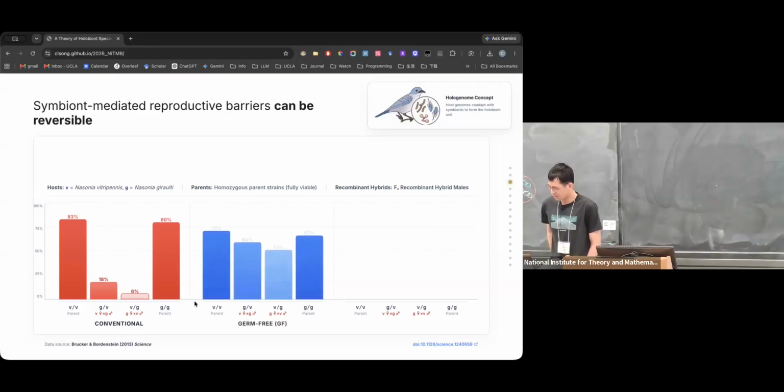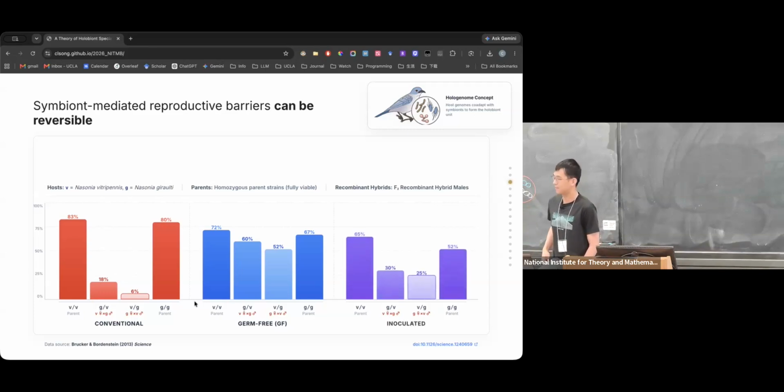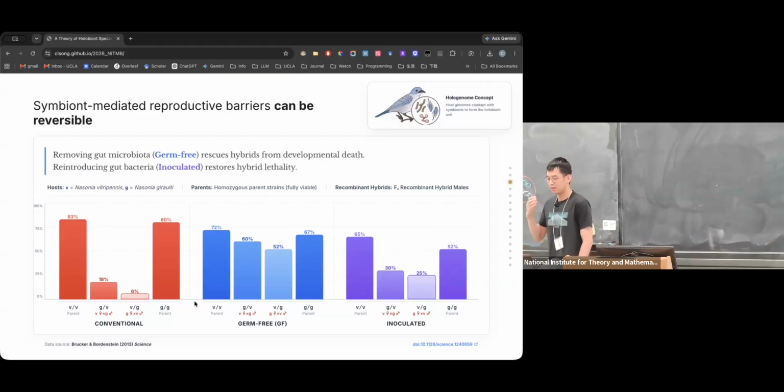However, once the biologists removed the microbes, basically making them gut microbiome free, you do not have the reproductive isolation anymore. It's almost completely reversed. And once they reintroduced the gut microbiome, the reproductive barrier came back. In other words, with the gut microbiome, you have the reproductive barrier. Without the microbiome, you don't have the reproductive barrier.